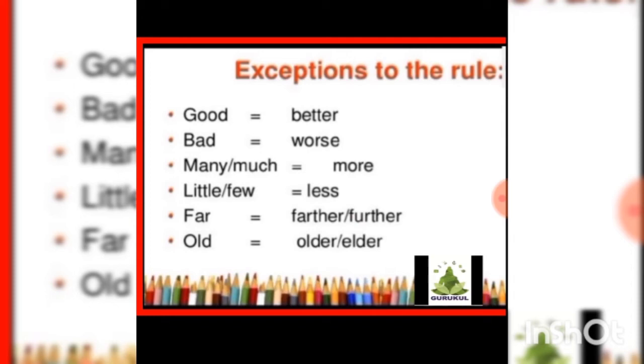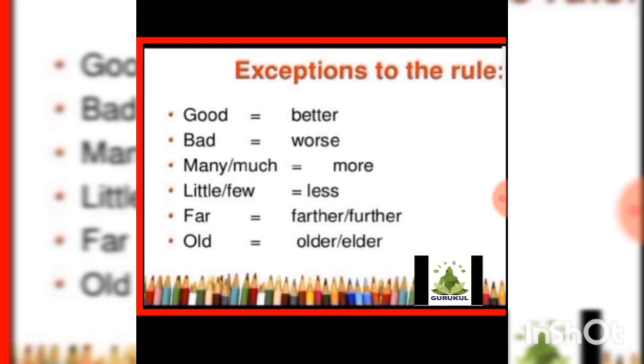Some rules, words that don't follow. Now here are some rules, children, that words don't follow the rules. Like some children don't follow the rules in the class. In the same way, there are some words that don't follow the rule, and they are called irregular adjectives.